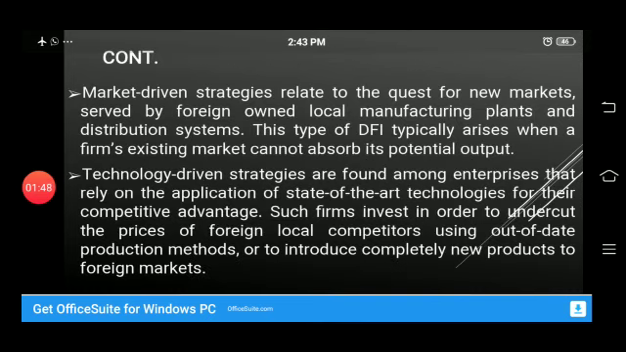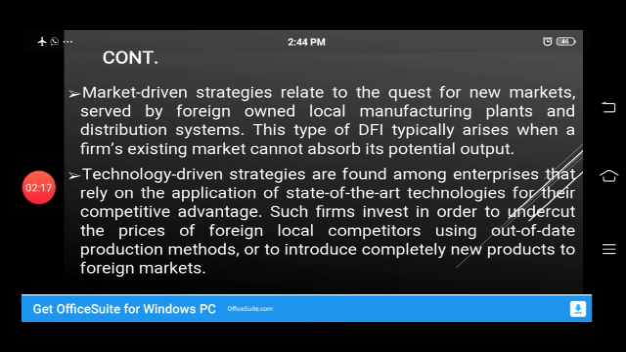Second is market driven. The market driven strategies relate to the quest for new markets served by foreign owned local manufacturing plants and distribution systems. This type of direct foreign investment typically arises when a firm's existing market cannot absorb its potential output.